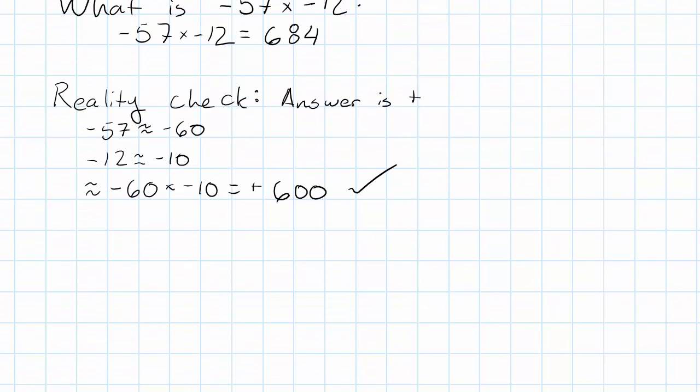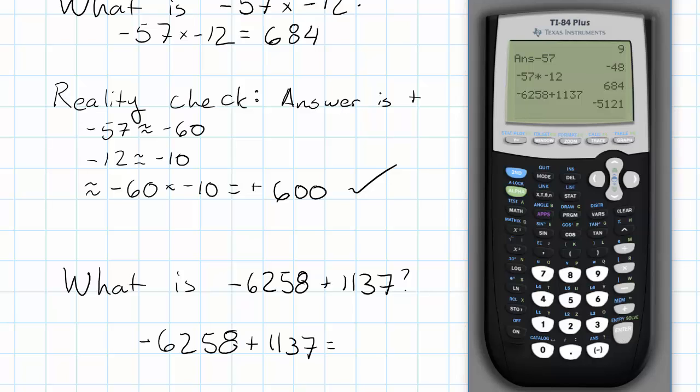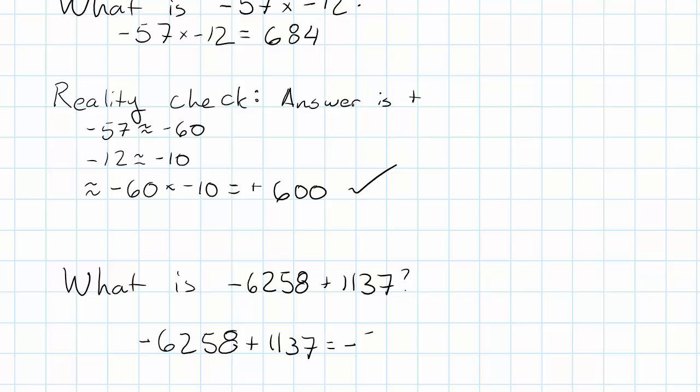Let's try one more. What is negative 6,258 plus 1,137? According to the calculator, negative 6,258 plus 1,137 is negative 5,121. Again, reality check.